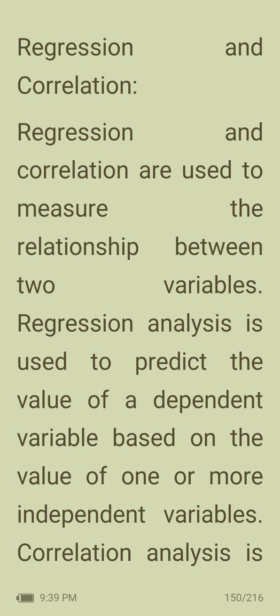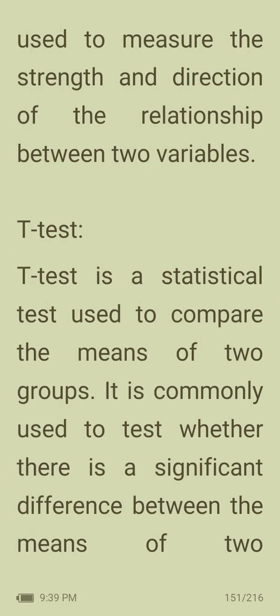Regression and correlation. Regression and correlation are used to measure the relationship between two variables. Regression analysis is used to predict the value of a dependent variable based on the value of one or more independent variables. Correlation analysis is used to measure the strength and direction of the relationship between two variables.